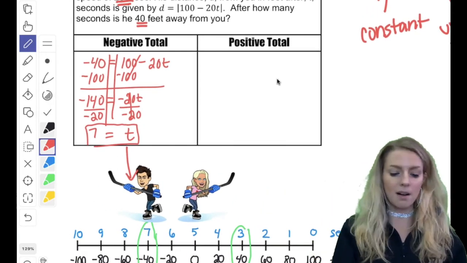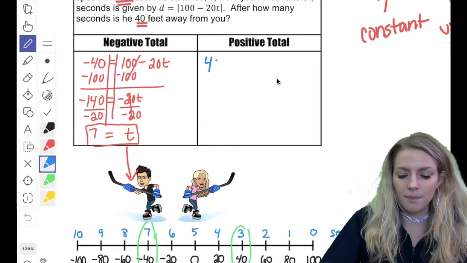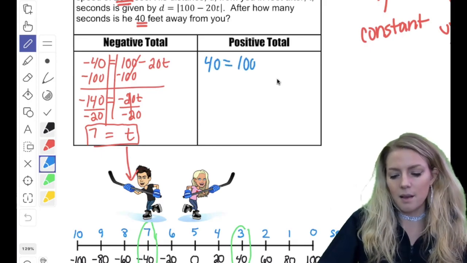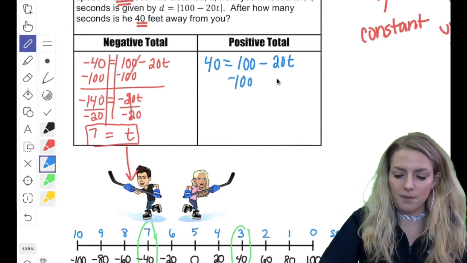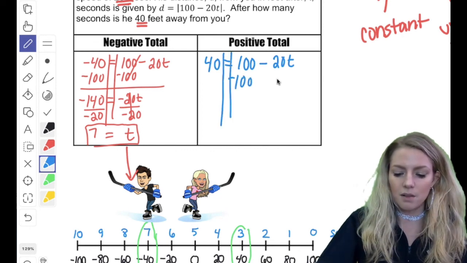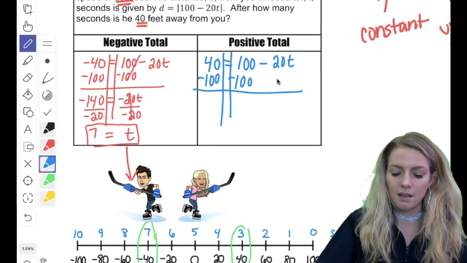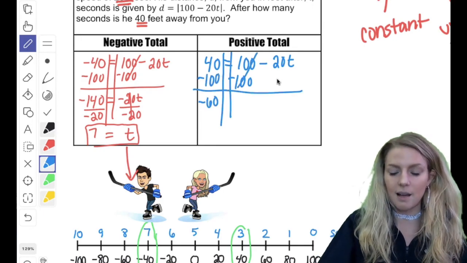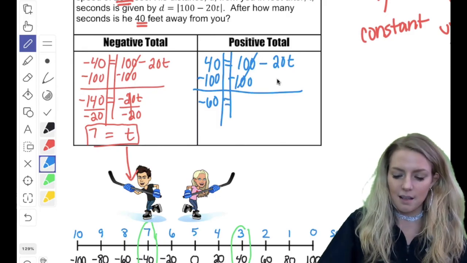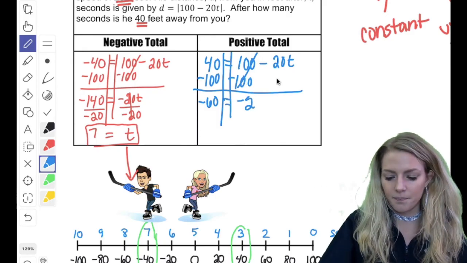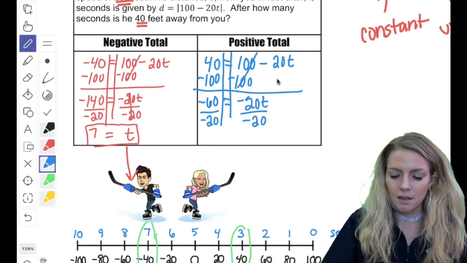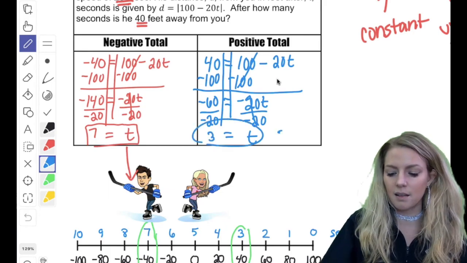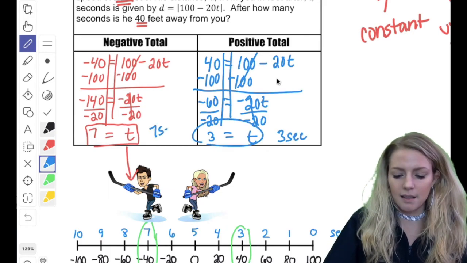So again, drop the bars, put a positive total, 100 minus 20t, and I'm just going to go ahead and solve again. Oh, don't want to forget the ladder. So minus 100, do it to one side, do it to the other. I've got negative 60 this time. Be careful with those integers. Minus 20t. Divide negative 20 to both sides. And t is equal to 3. So I've got 3 seconds here. I got 7 seconds here.